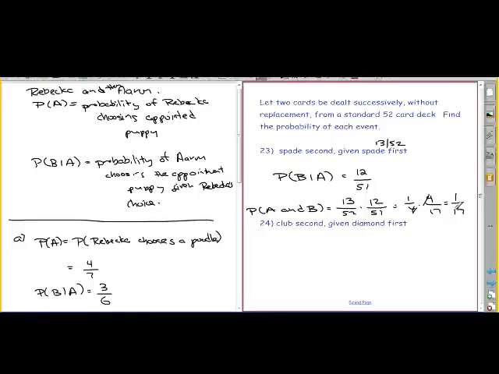So the probability of taking a deck of cards, randomly picking 2 cards, if the first card is a spade, what's the probability of picking 2 spades, basically? And it's not just 13 out of 52 times 13 out of 52. That would be the case if you put the card back in. But because we're not putting the card back in, you have this conditional probability.